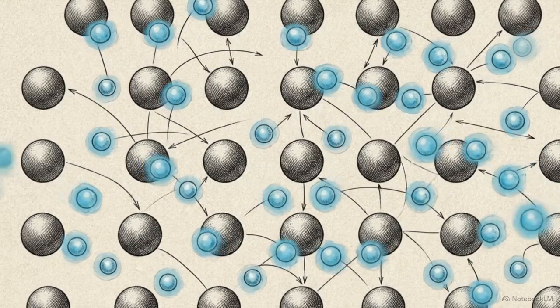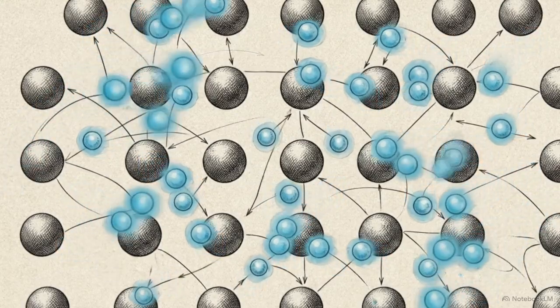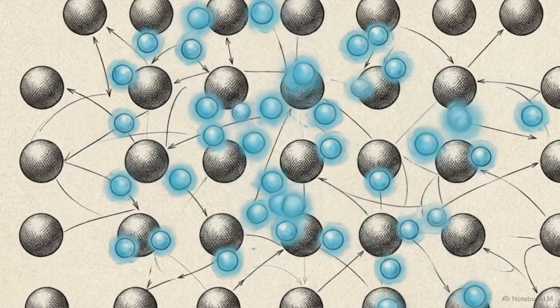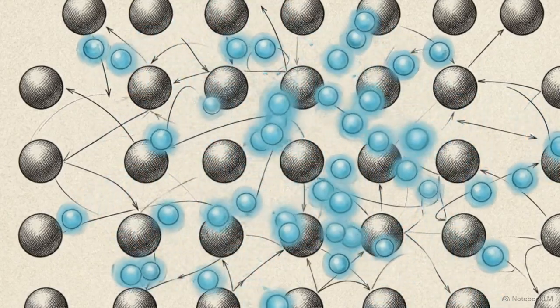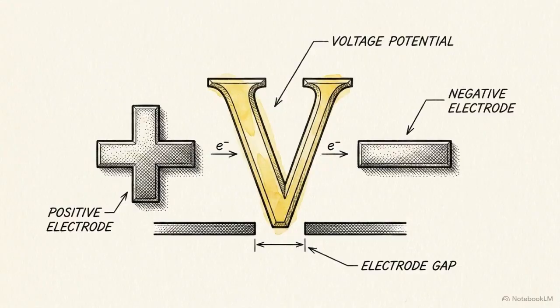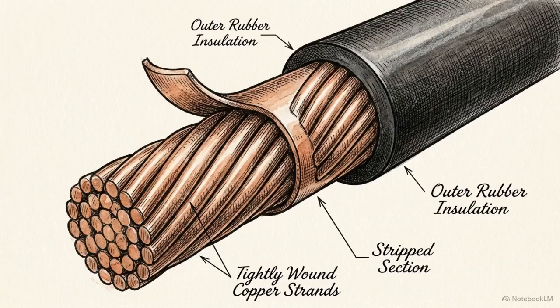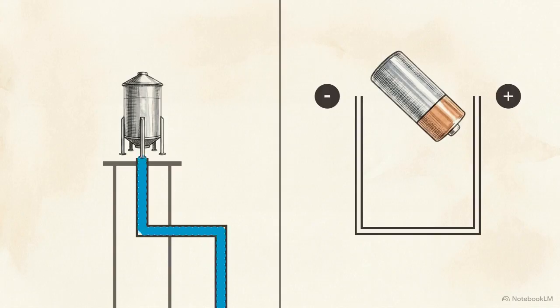Naturally, electrons move in random, chaotic directions. They will not organize into a unified stream without an external force acting on them. That force is voltage, also known as potential difference. Think of voltage as the electrical pressure required to move electrons through a wire. In a water system, an elevated tank creates pressure that forces fluid through a pipe. In a circuit, a battery provides that same pressure, pushing electrons through the conductor.